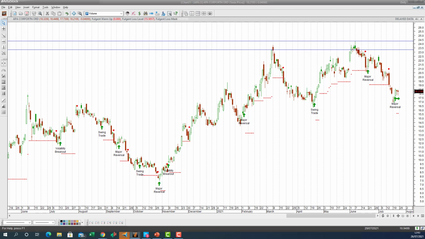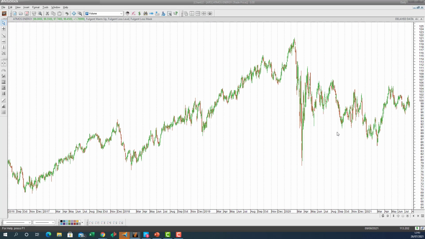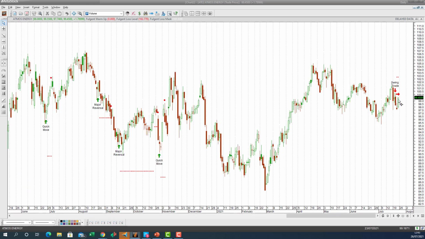Atmos Energy is also in a short there. It will be interesting to see how this one pans out. Swing trade to the downside. Stop loss is up here at 103.